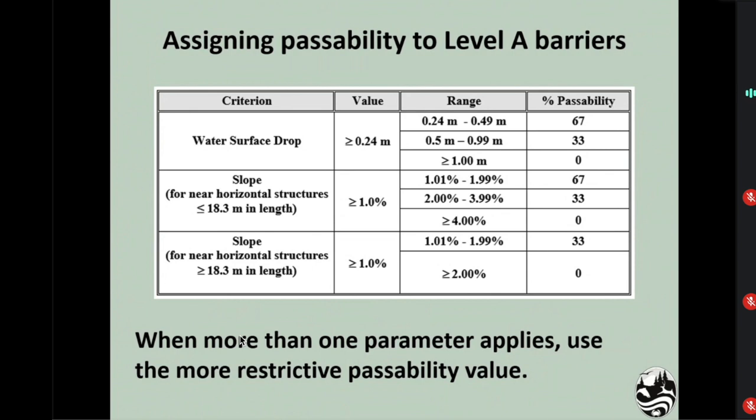Now slope, you'll see it's important to note the length. That's the length of the culvert. And the longer the culvert is, the less ability the fish have to get all the way through it at steeper slopes. So that's why you'll see the thresholds for slope on a longer pipe, over 18.3 meters, are a lot more stringent. It goes right from 33 to zero. Really, really helpful.